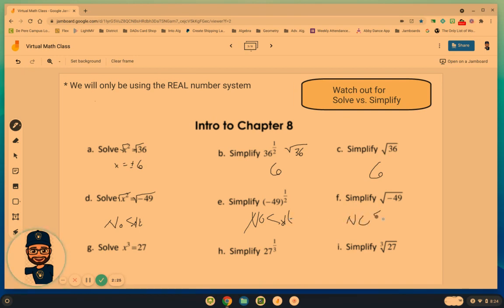All right, and you'll see that they're very common across these rows here. X to the 3rd equals 27. Again, we can take the cubic root to solve. We could raise it to the 1/3 power, or look for that cubic root of 27, which is 3. 27 to the 1/3 power is 3. The cubic root of 27 is 3. So again, pay close attention in this chapter to solving versus simplifying. And remember that we're only going to be working with real numbers.